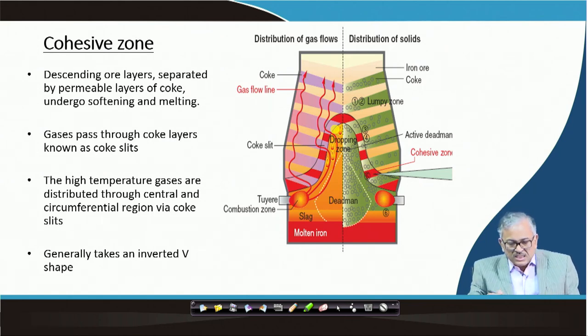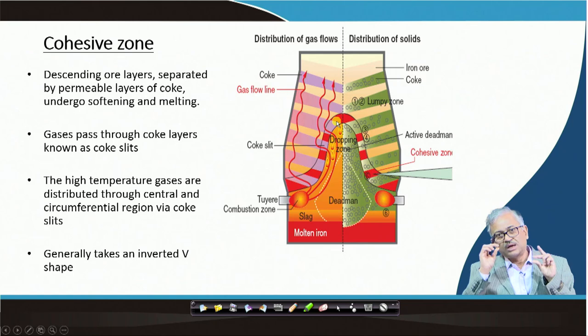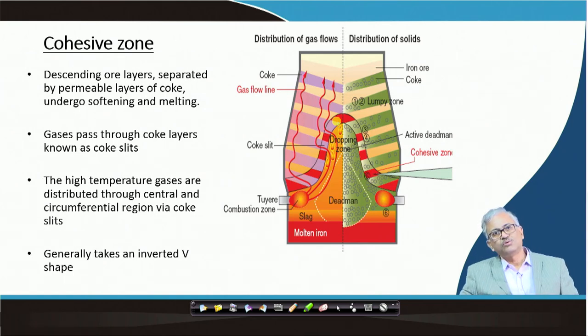Now, why is the shape like this? As I said, the temperature of the gas will be a little higher here, so obviously the solid temperature also will be higher, and in the periphery the temperature will be lower. So if you see the isotherm, this is the softening isotherm. This is the start of softening, and this is the end of softening, right? So these are basically the two isotherms, and obviously an isotherm will look like this.